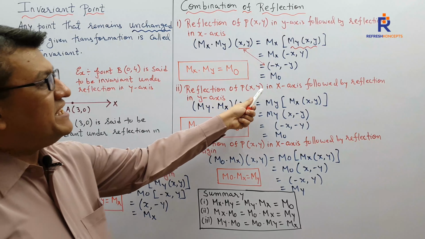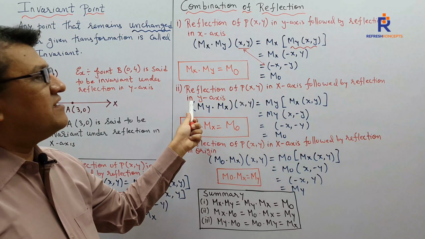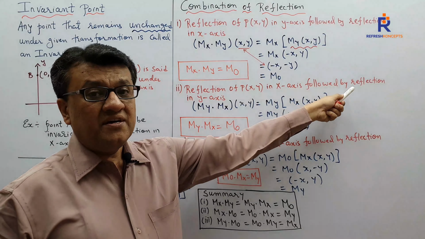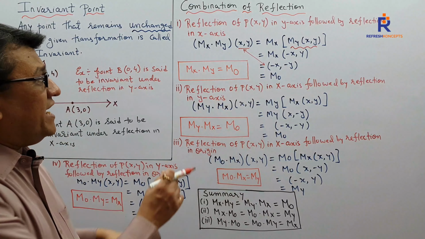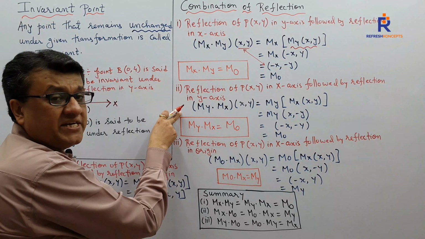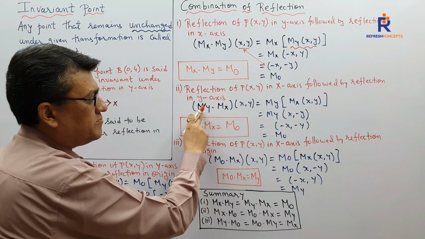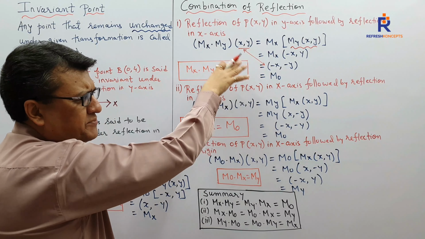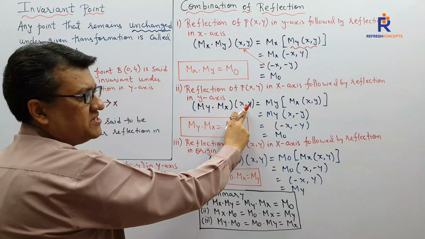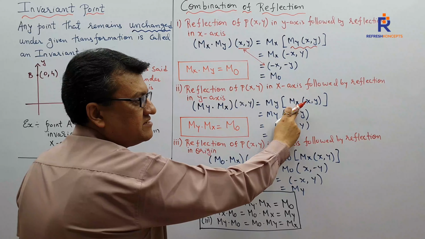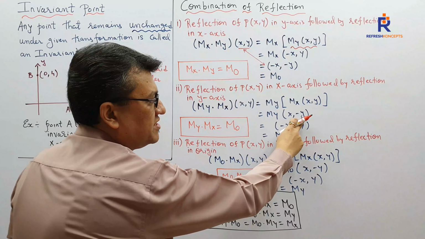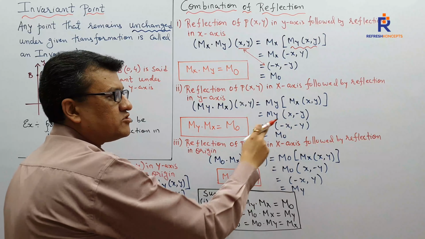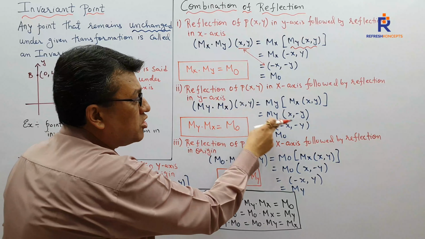Reflection of point P in x-axis followed by reflection in y-axis. Earlier we had y-axis followed by x-axis. Now we have first x-axis followed by y-axis. Now if you can understand the way in which it is being written: first x-axis followed by y. On the same lines, children, it's absolutely on the same lines. Reflection of this particular point first along x-axis: along x-axis the y coordinate changes. Now along y-axis the x coordinate changes. Both the coordinates got changed.